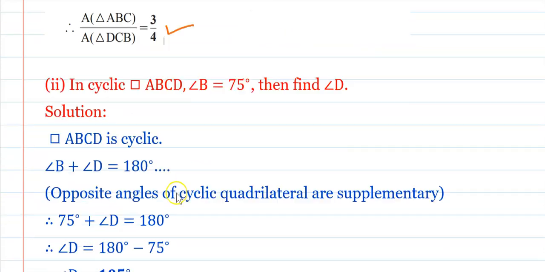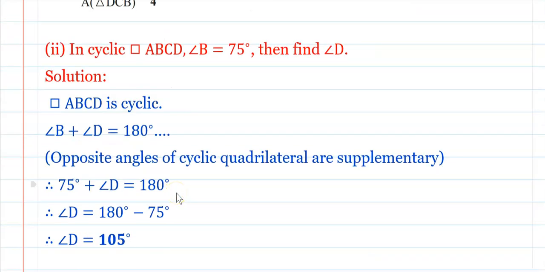In cyclic quadrilateral ABCD, angle B is equal to 75 degrees, then find angle D. Quadrilateral ABCD is cyclic, so angle B plus angle D is equal to 180. Opposite angles of a cyclic quadrilateral are supplementary. Therefore 75 degrees plus D is equal to 180. Therefore angle D is equal to 180 minus 75, and then you will get 105 degrees.